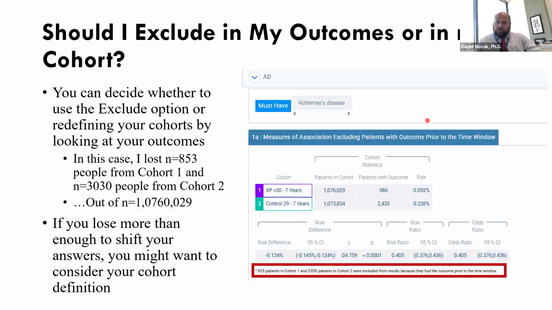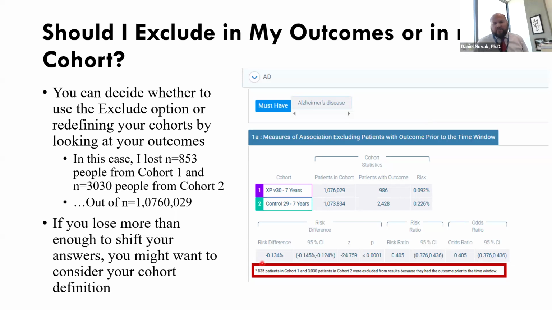So one way to know whether you should exclude in your outcomes or in your cohort, that is go back and redefine your cohort or not, is to look at your cohorts here. You can see underneath any of your measures of analysis that we're going to look at in a minute, after you run your TriNetX study with propensity score matching on, in this example, I lost 853 people from cohort 1 and 3,030 people from cohort 2. Now, that's out of a total of 1.076 million and 29 matched into both cohorts in the one-to-one matching process.